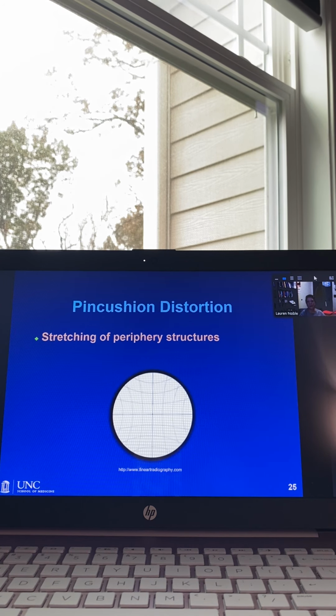The reason that can be an issue is because it can take away from the spatial resolution of the structures along the periphery. So you need to be able to recognize the name pincushion distortion, and it means that the structures on the edges will be a little blurry because it stretches them out. It's because the screen that we view it on is rounded. Instead of them being flat, it's stretched out.